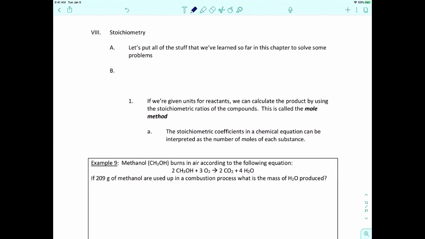Now what we're going to do is take all the things that we've been talking about for the last 6 videos, and we're going to put it together to solve some questions about chemistry. So the area of chemistry that we're studying right now is called stoichiometry. And stoichiometry, the way that we define this, is the quantitative study of reactants and products in a chemical reaction.